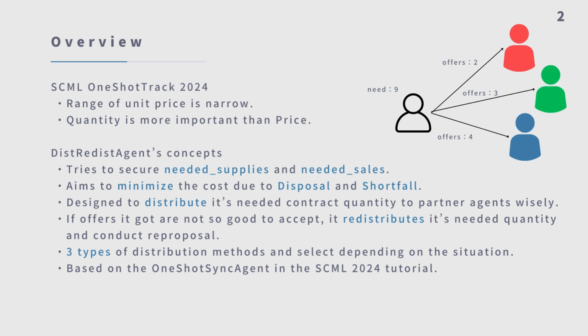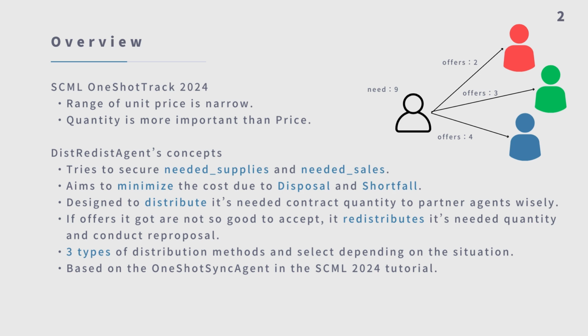First, I'm going to talk about the overview. In SCML 2024 one-shot track, range of unit price is so narrow that quantity is more important than price. So I designed my agent by these concepts below.